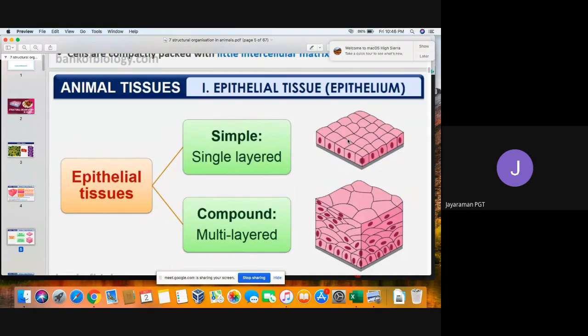It forms a covering or lining of organs. The cells are very compactly packed, with no gap in between the cells. So intercellular space is absent. See, there's no space in between like this.